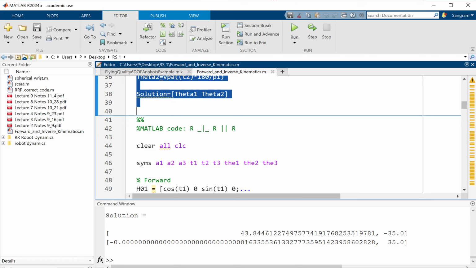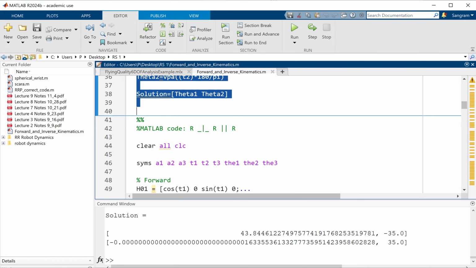Okay, if you go down the script, the next script is MATLAB code for R, perpendicular R, parallel R. Can someone tell me what type of robot this is? This is your robot magician.